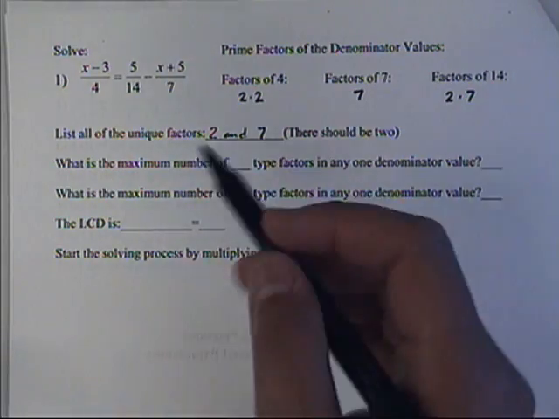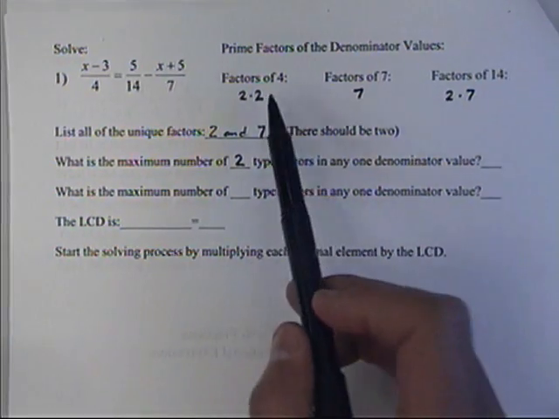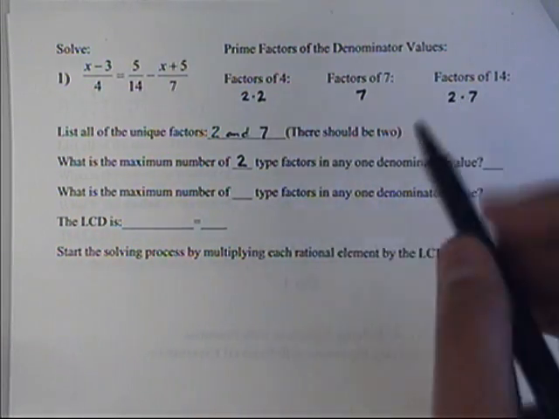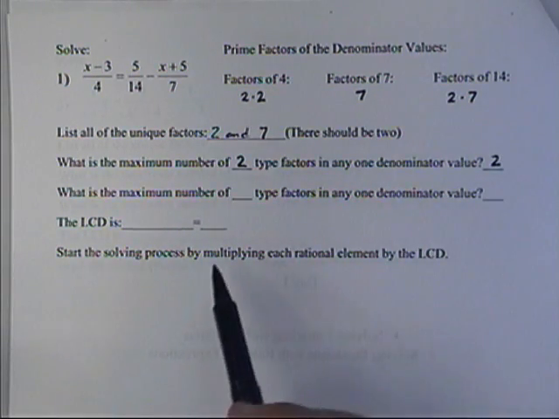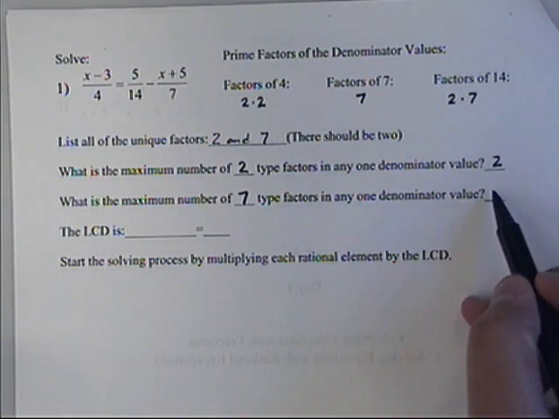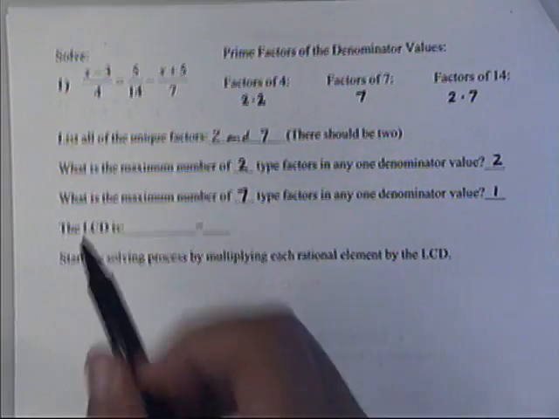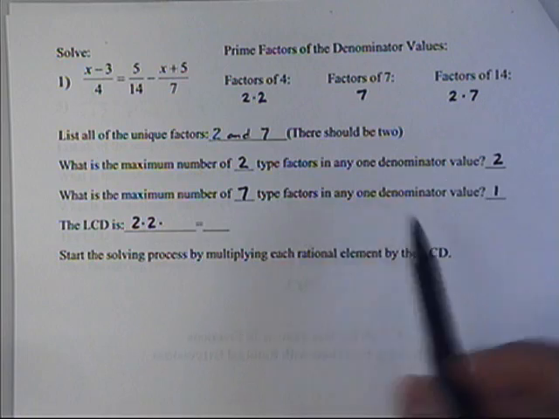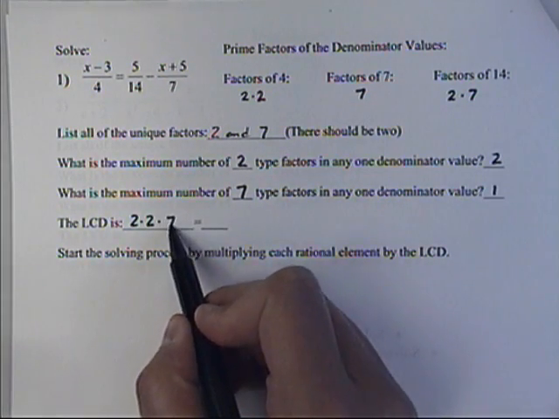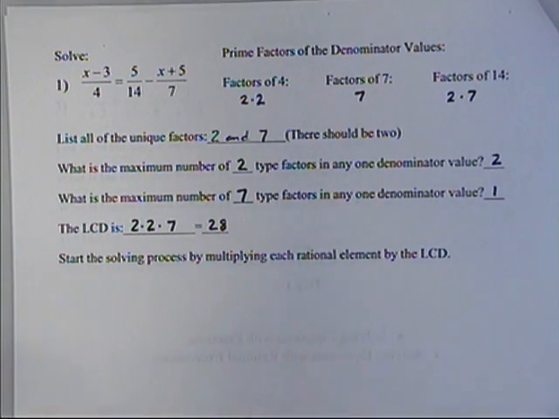Okay, what's the most 2's that I have in any one denominator? I have 2 of them here and 1 of them here, so the most would be 2. What's the most 7's that I have? I have 1 here and 1 here, so just 1. So the least common denominator would be 2 2's, 2 times 2, and 1 7. So 2 times 2 is 4, and 4 times 7 is 28. So then that's our kind of magic number, the least common denominator.